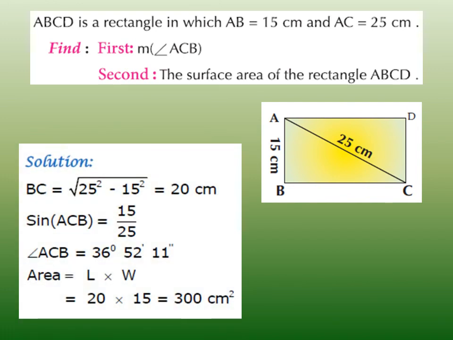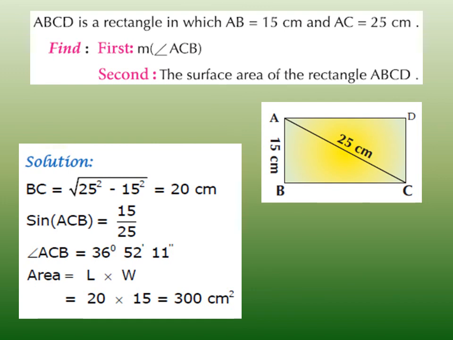First, find the length of segment BC by using Pythagoras theorem in triangle ABC. Because triangle ABC is right angled at B, then BC equals square root 25 power 2 minus 15 power 2 equals 20 centimeter. To find measure of angle ACB, we can find sine ACB. Sine ACB equals opposite over hypotenuse, then equals 15 over 25.